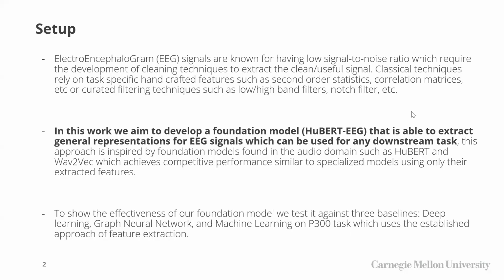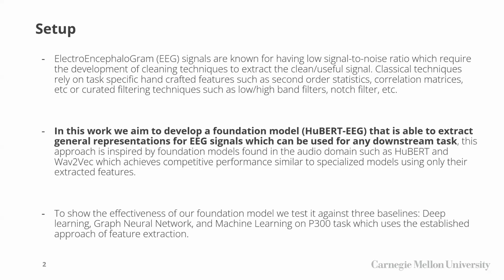EEG signals are known for having a low signal-to-noise ratio, meaning they're very noisy, and thus we have to develop techniques to extract the useful information from all the noise. Classically, this is done using handcrafted features or filtering techniques that are task specific, which means they're not very generalizable among different tasks. So, to this end, in this work, we're introducing HuBERT-EEG, a foundation model for EEG signals that aims to extract generalizable representations that can be used for any downstream task.